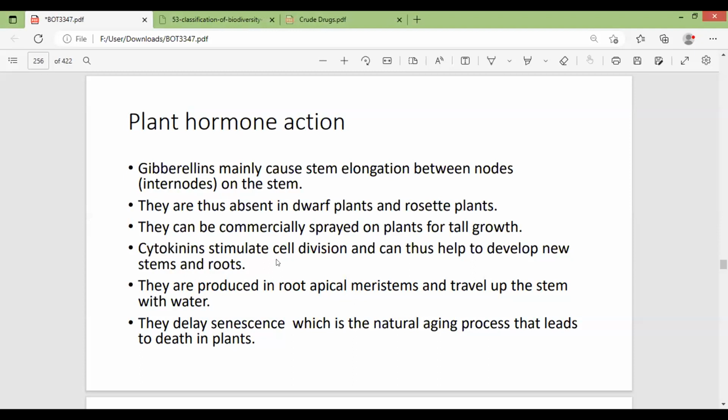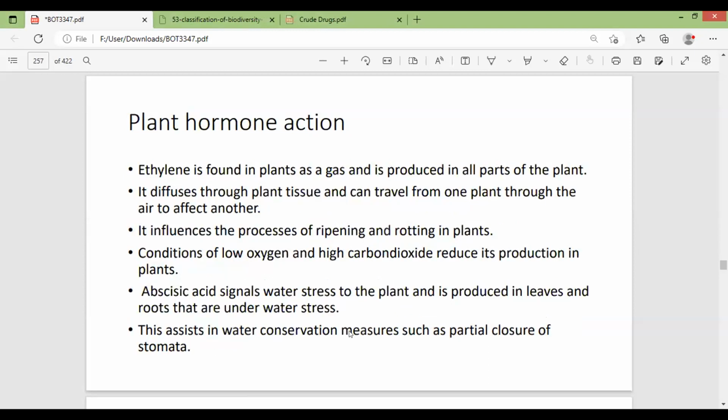So here, they can be commanded for tall growth. Cytokinins, we already said, promote lateral growth. And the other thing, they delay aging in plants. They will delay aging. Now, because we've mentioned aging, next we'll go to abscisic acid. We'll finish with ethylene.